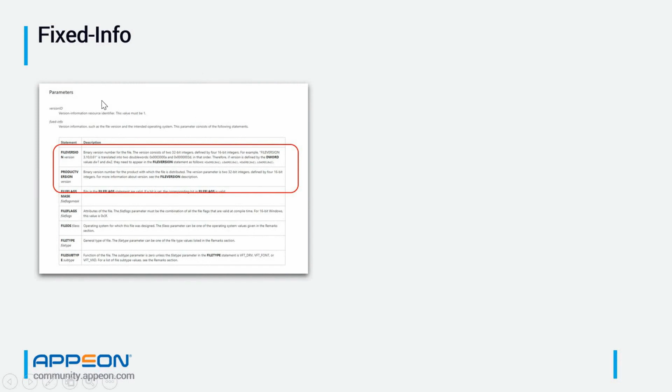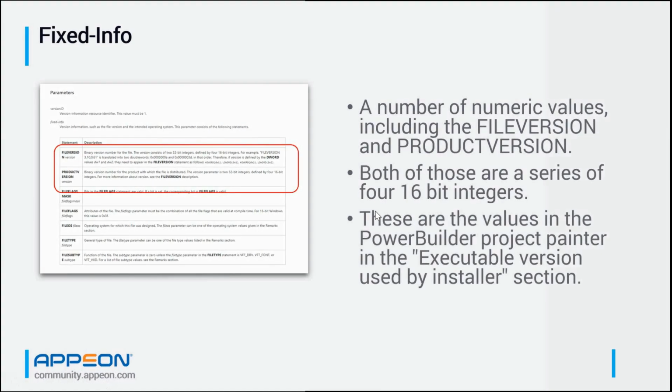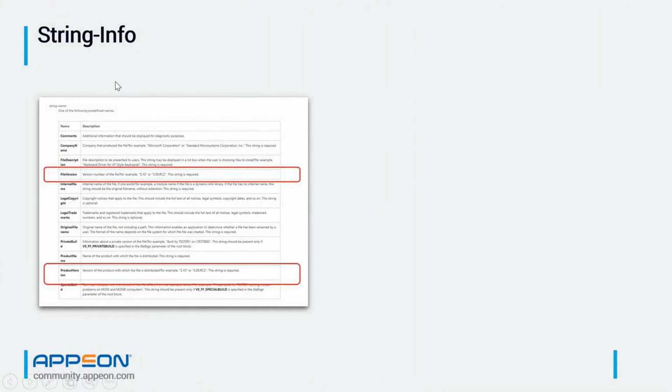Okay, so here's from the documentation on the Microsoft website. Here's documentation on the fixed info section. So we have file version, product version, and once again, it's a series of 4 numbers. And this is the string info section. So we have the file version and the product version.